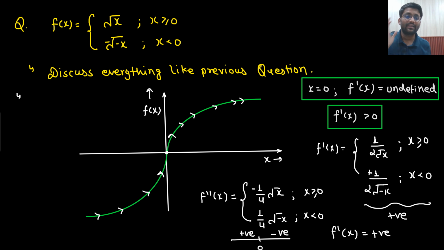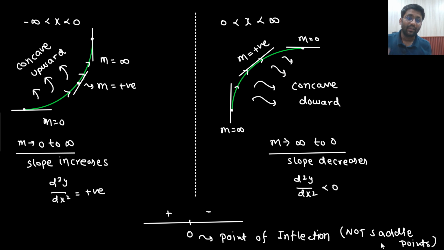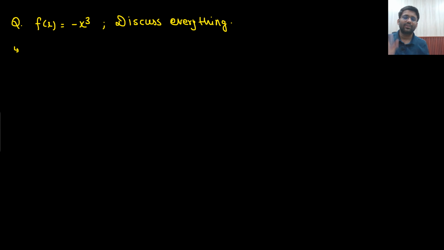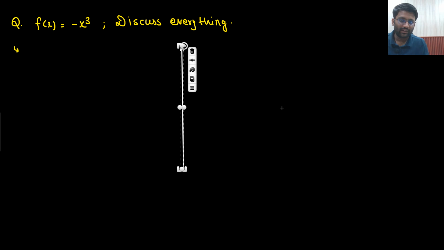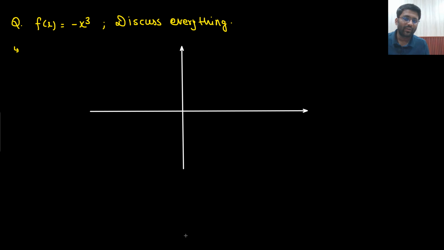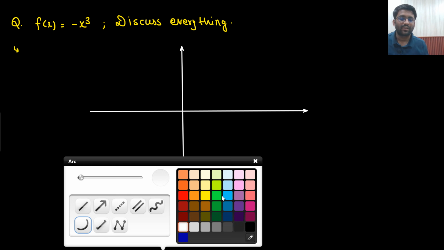And where the concavity is changing, looking upward, looking downward, that point is known as point of inflection, and it is not the saddle point. Saddle point and point of inflection are two different concepts. Let's go to the next question. f(x) equals to minus x cube, we need to comment on everything just like the previous scenario. So it's up to you. You should be able to write down everything without even doing any calculation.